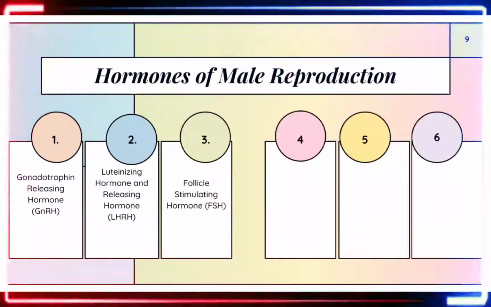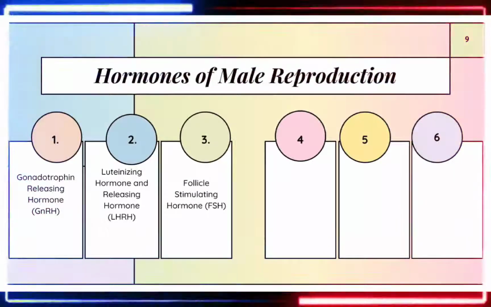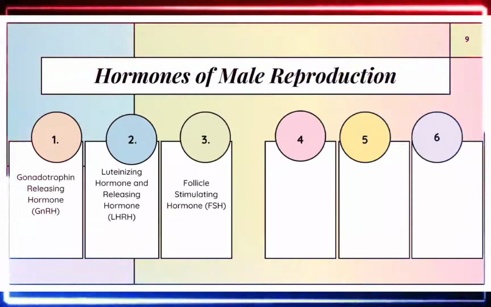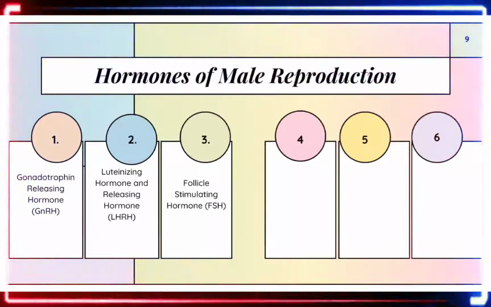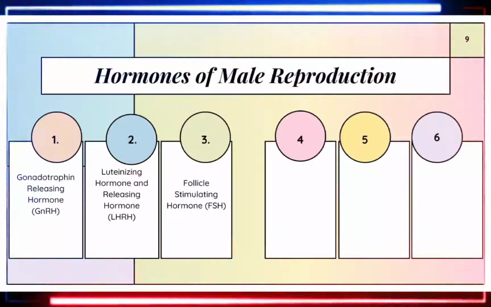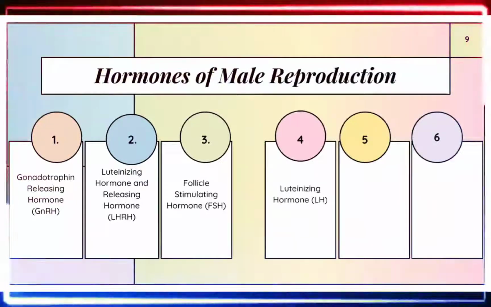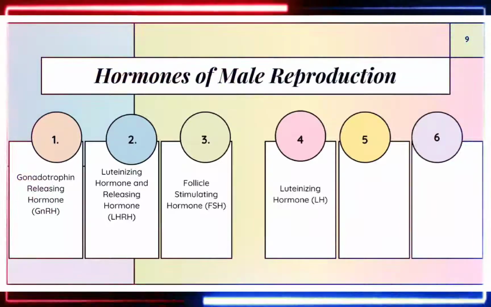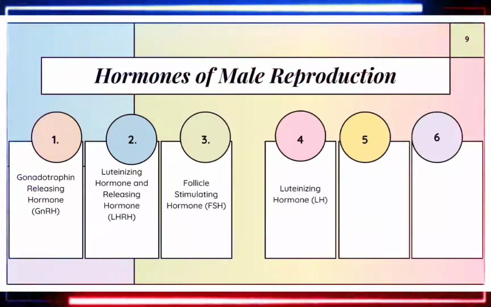Follicle-stimulating hormone is a hormone that initiates spermatogenesis by stimulating the germinal epithelium lining the seminiferous tubules to develop up to the secondary spermatocyte stage. Luteinizing hormone is a hormone that stimulates the interstitial cells, or Leydig cells, to secrete testosterone.